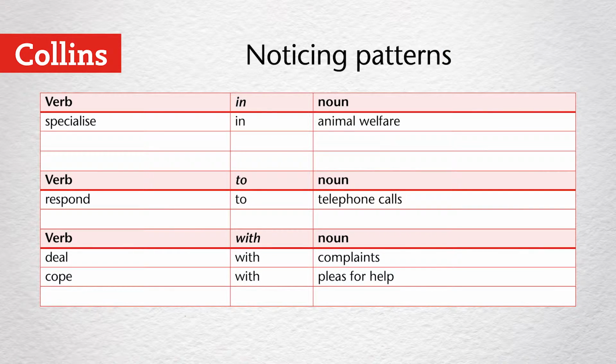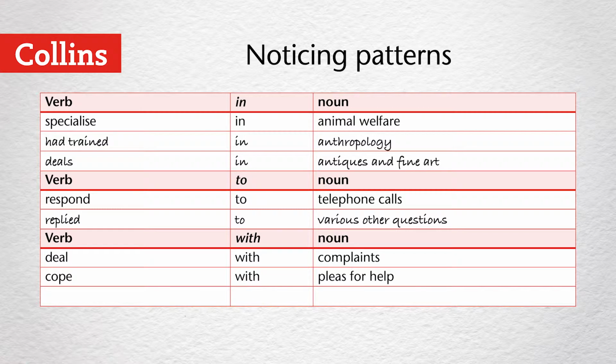What we ask the learners to do is to write in the sentences that match the given sentences. So if we give them specialise in animal welfare, we want them to write in had trained in anthropology and deals in antiques and fine art, noticing that all of these words are about jobs. We show them from the passage, respond to telephone calls, and they write in from our examples, replied to various other questions, linking together response and replied.